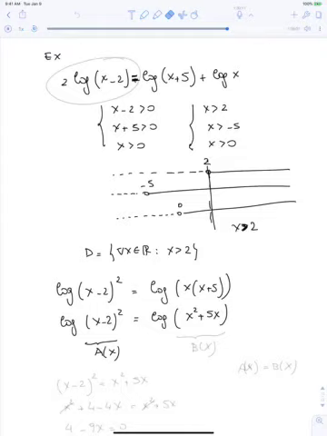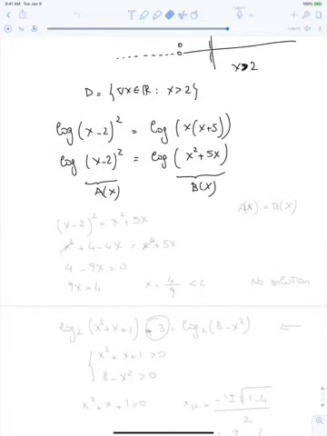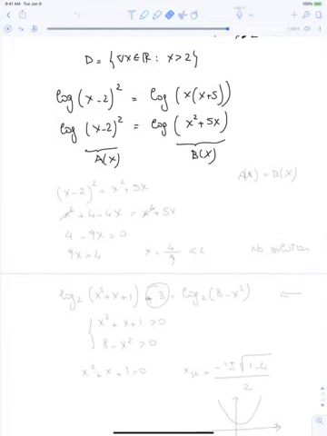Now at this point, we got to the expression where we have a log of a function of x on the left side and the log of a function of x on the right side. We're going to call the first one a of x and the second one b of x. So what we can do is say, well, then a of x has to be equal to b of x. So we can say (x minus 2) squared is equal to x squared plus 5x. And now this is just a quadratic equation that we can solve pretty easily. This is going to be x squared plus 4 minus 4x equal to x squared plus 5x.